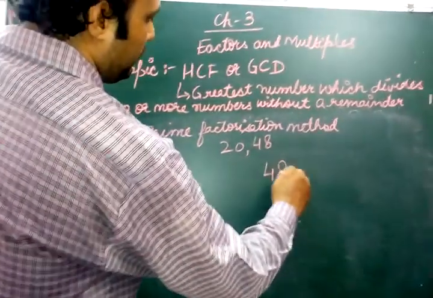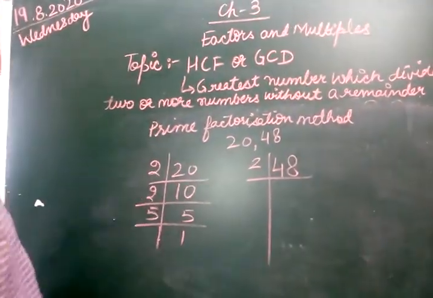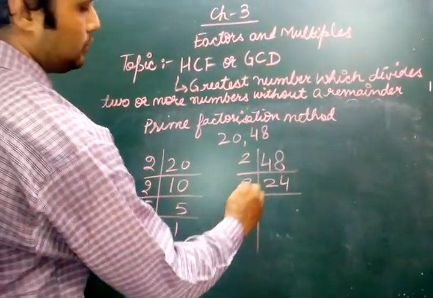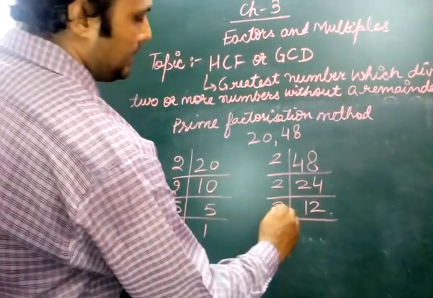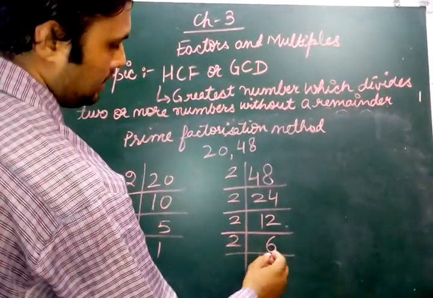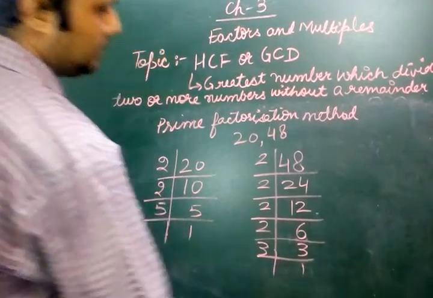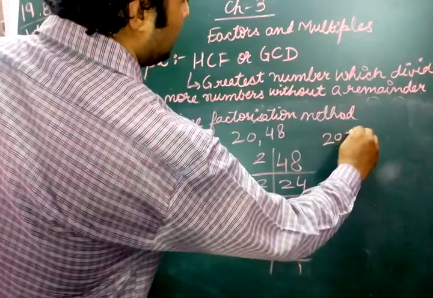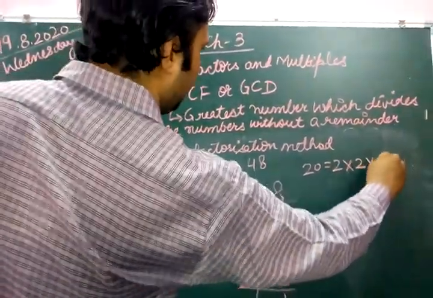Now again 48. 48 divided by 2, we get 24. 24 divided by 2, we get 12. 12 divided by 2, we get 6. 6 divided by 2, we get 3. 3 divided by itself. So 20 is 2 multiply 2 multiply 5.